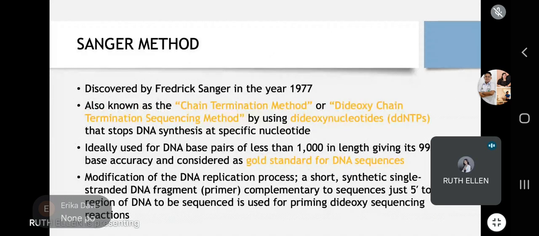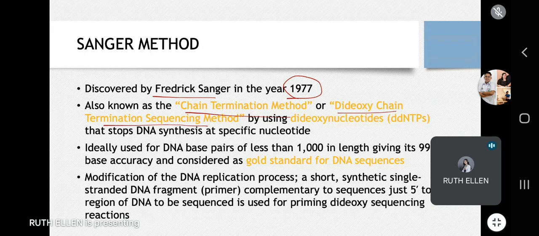Next, kay Sanger method. So it is discovered by Frederick Sanger in the year 1977. So it is also known as the chain termination method or the dideoxy chain termination sequencing method. So bakit siya tinawag na dideoxy tsaka chain termination? Because we use dideoxynucleotides, our ddNTPs, which stops the DNA synthesis at specific nucleotide.